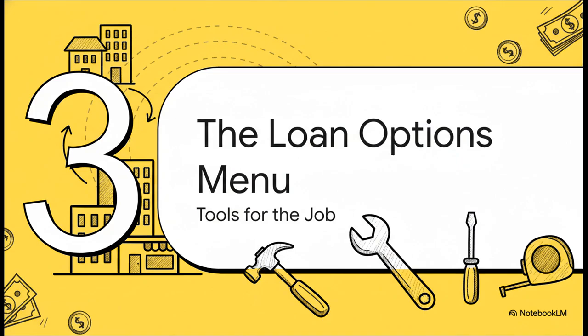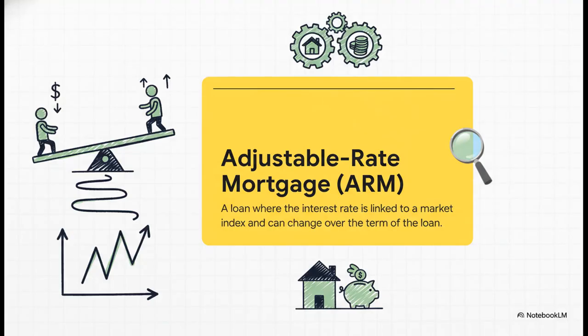These are the different types of loans, the tools you can use for the job. Let's talk about the ARM, the adjustable rate mortgage. The whole idea here is basically sharing the risk. Your interest rate isn't set in stone, it moves up and down with the market. Now, why would you agree to that? Well, because you're taking on the risk that rates could go up, the lender gives you a little reward, a lower interest rate to start things off.